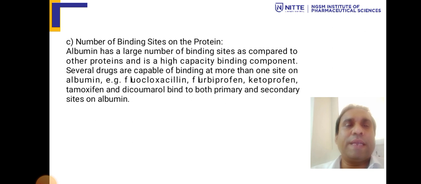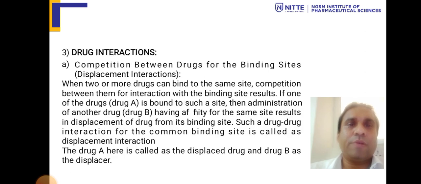Number of binding sites on protein. Albumin has a large number of binding sites as compared to several other proteins and is a high capacity binding component. Several drugs are capable of binding at more than one site on albumin. Flucloxacillin, ibuprofen, ketoprofen, tamoxifen and dicumarol bind to the primary and secondary sites on albumin.